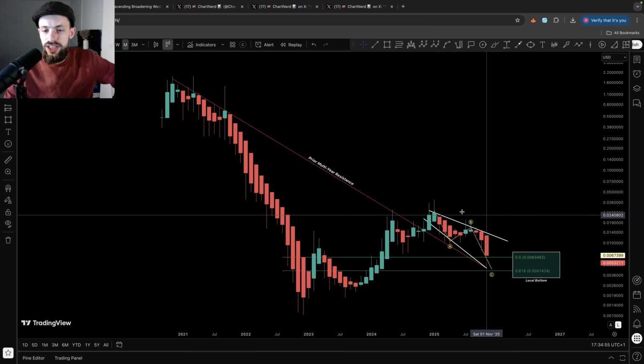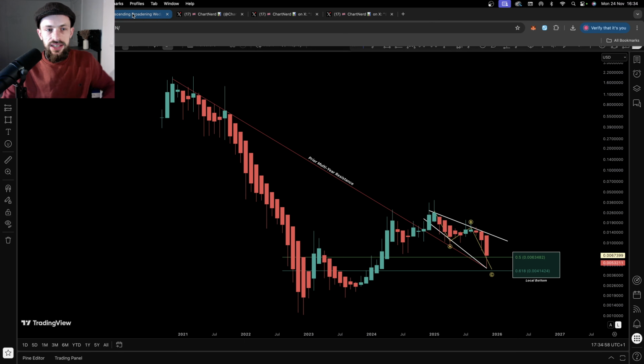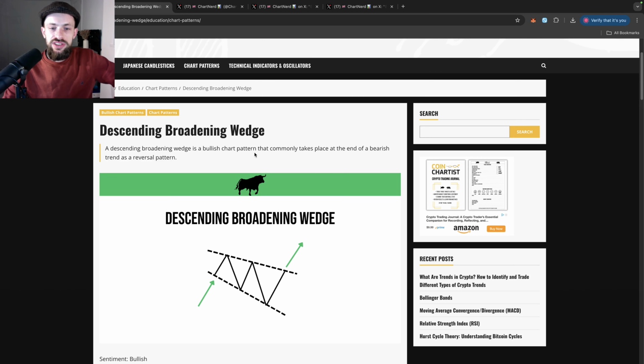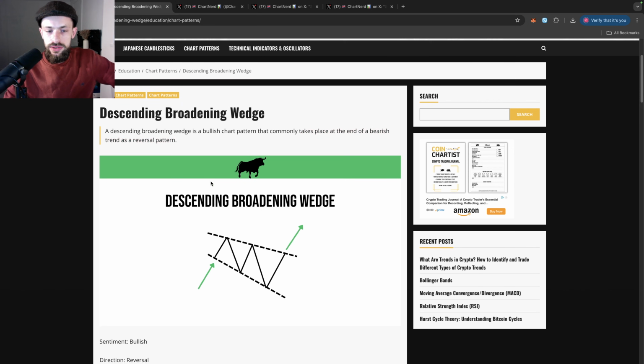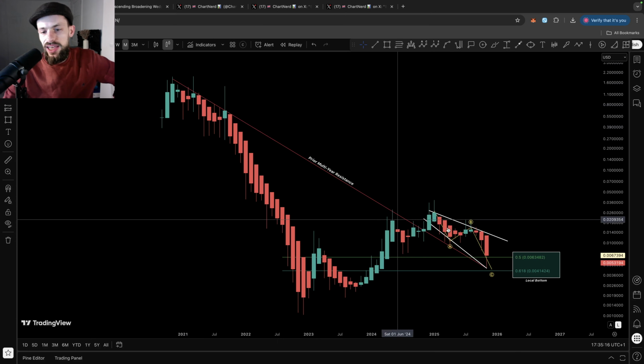So this has the potential to be a descending broadening wedge pattern which takes place at the end of a bearish trend as a reversal pattern. So you can see you come up into the sort of resistance, you have an A, B, C correction back down to this descending support, mark a low, and then look to start retracing to the upside. And that's exactly what we've got here for VELO.